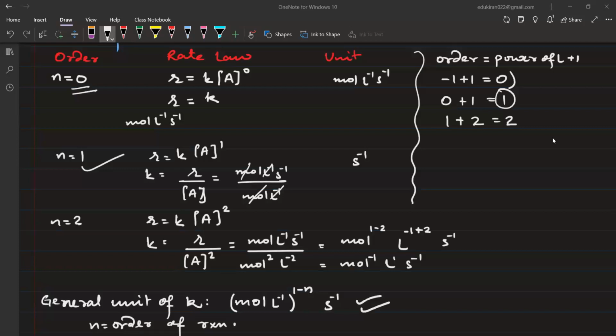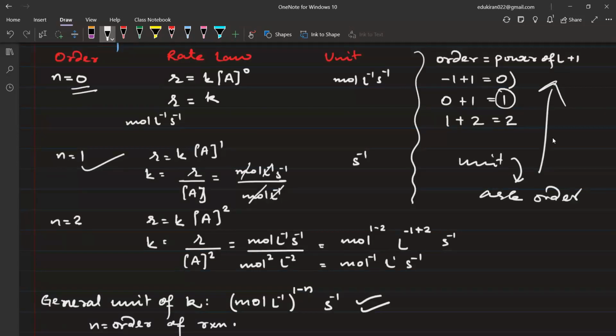If they give you the unit and then ask you the order, then you will do power of L plus 1. Is it making sense to everyone? All of you understood what to do? Yes or no? Aliza, Deborah, Fia, Hafsa, and Tarif Shahid.